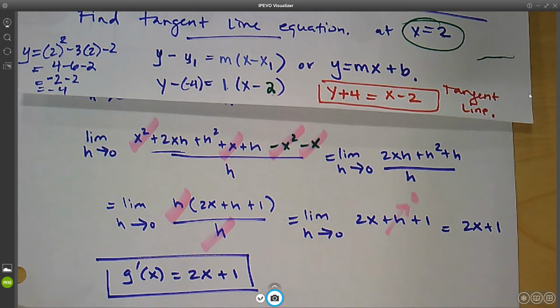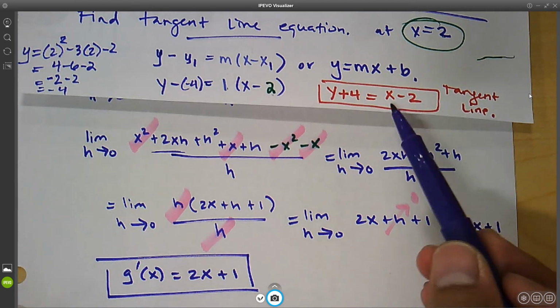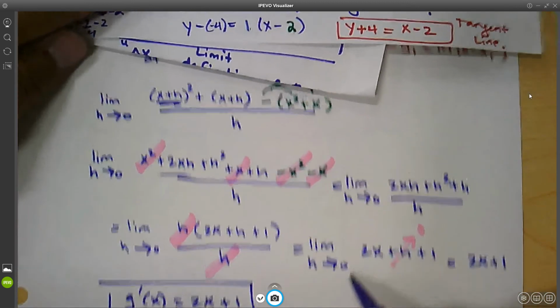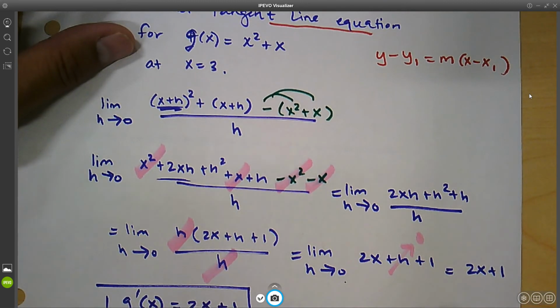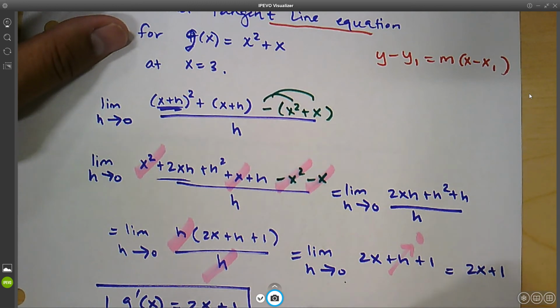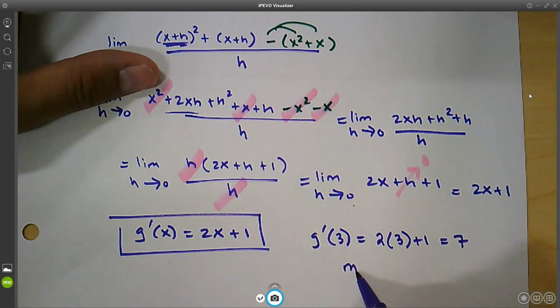Okay, we're not done yet because we want the tangent line equation all the way up here. And we just found an equation to get the m at x equals 3. So now we need to find g prime of 3. That's using this equation. That tells us the slope is 7.